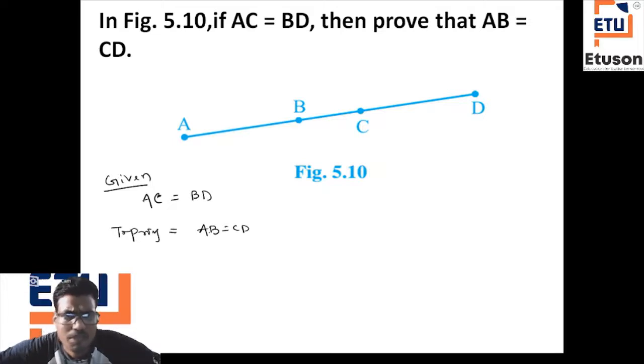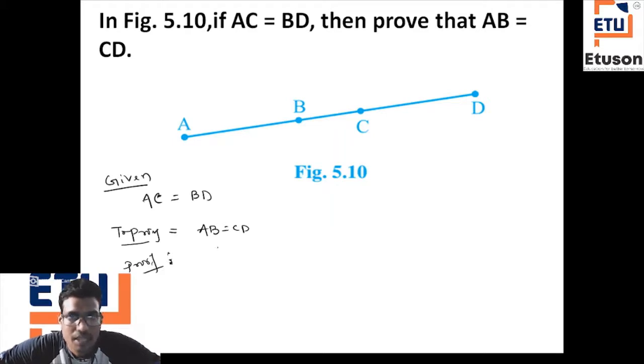Now, given, first of all we will write the given part, then the to prove part, then the proof. Then it comes the section of proof. Okay, let's check. No, don't put the equal to symbol over there.